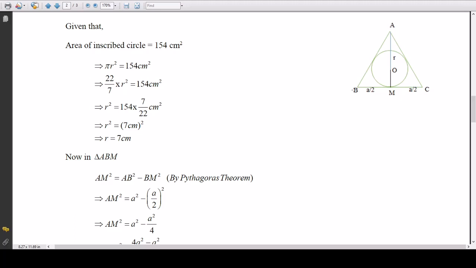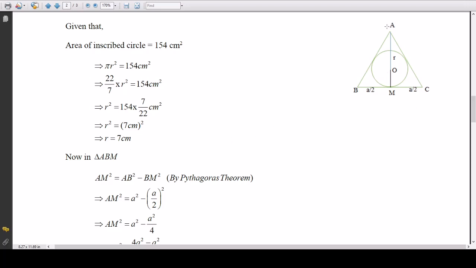That means BC, the lengths of all sides are equal. This AC is A, AB is A, BC is A. Therefore, the length of BM will be half of A, that is A by 2, and MC will be half of A, that is A by 2. Bisect means it will be divided into half.